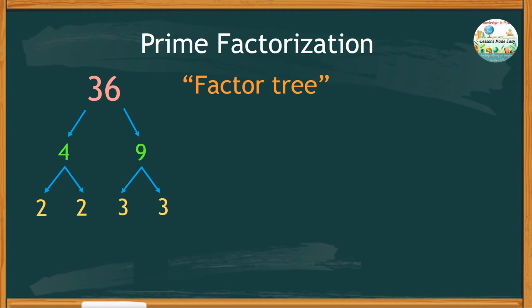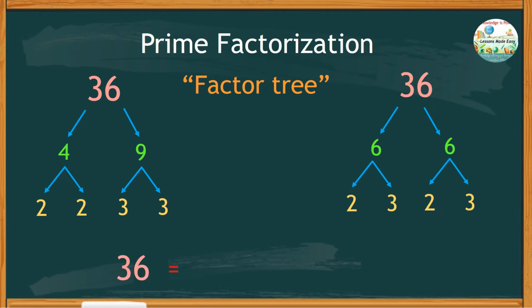If you chose to do a different factor of 36, you may do so. You can begin with 6 times 6, then later split both 6 into 2 times 3. Regardless, in whichever way you want to show the prime factors of a number, you will still get the same answer. This means 36 can be expressed as the product of prime factors 2 times 2 times 3 times 3.